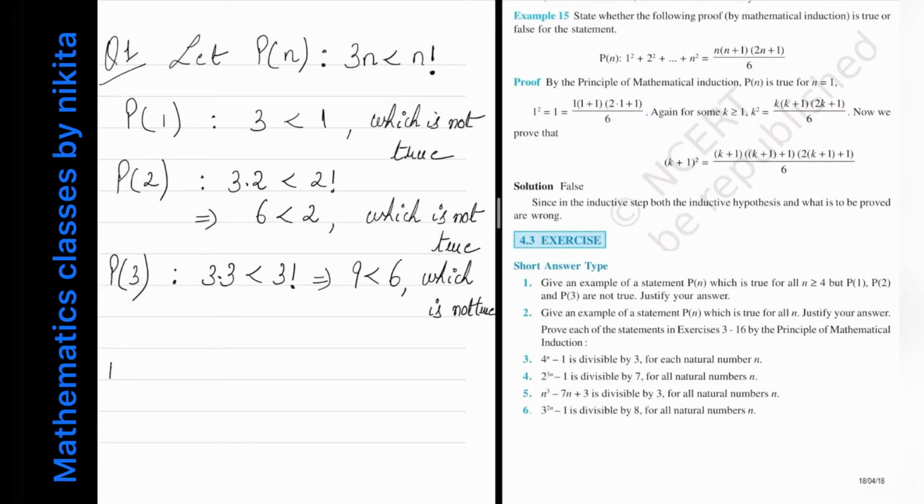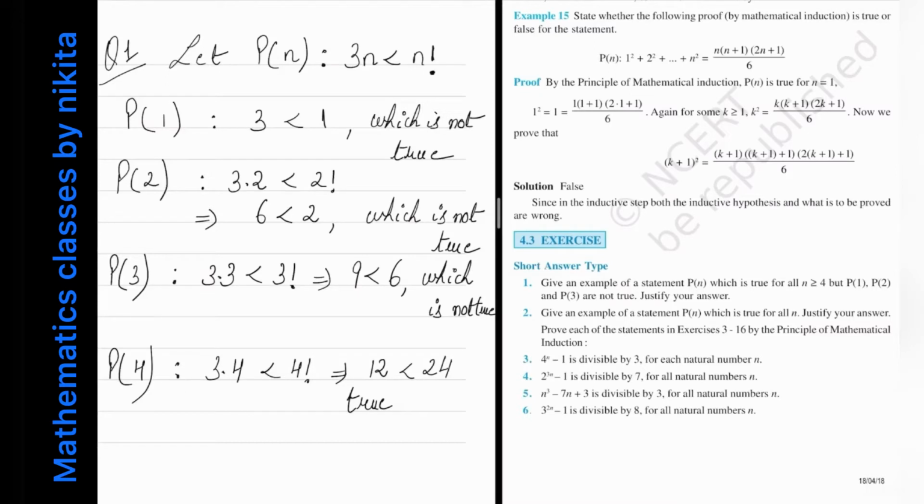Now what is P of 4? P of 4 becomes 3 into 4 is less than 4 factorial, and this implies 12 is less than 4 factorial. 3 4s are 12, 12 2s are 24. 12 is less than 24. Now this is true. So this is true.